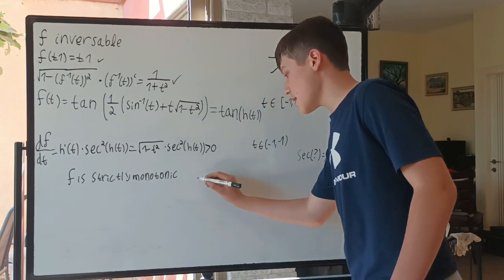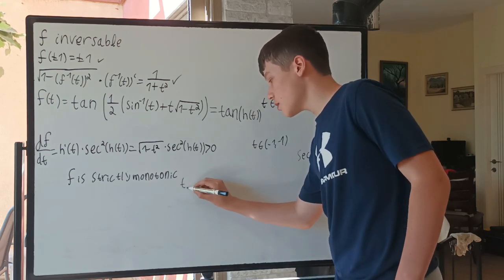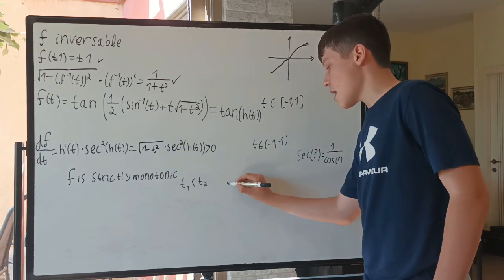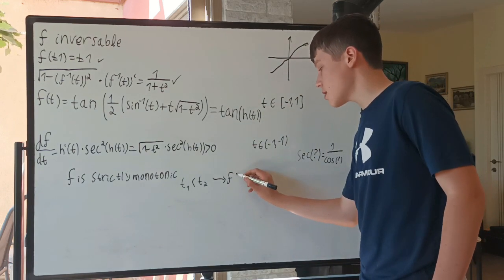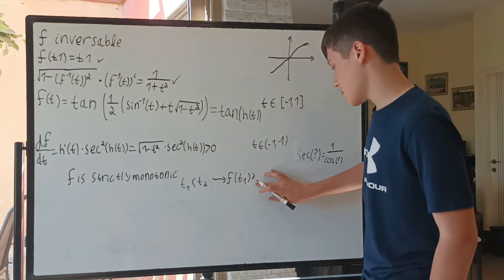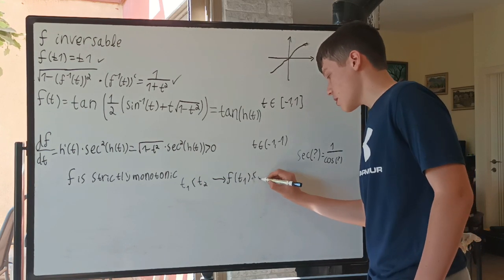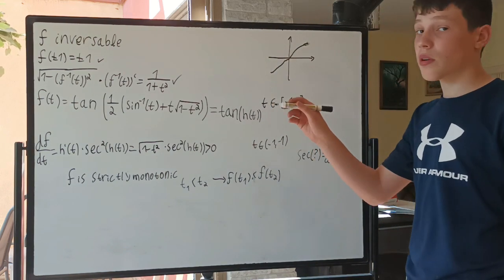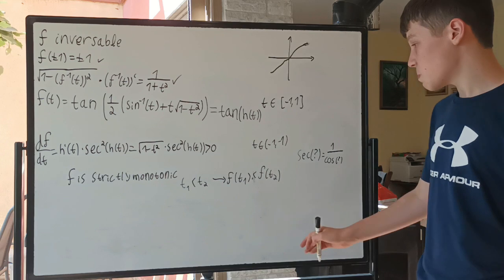So it basically means if I have t1 that is strictly less than t2, that implies f of t1 is strictly smaller than f of t2. So it always goes up and there are no breaks in between.